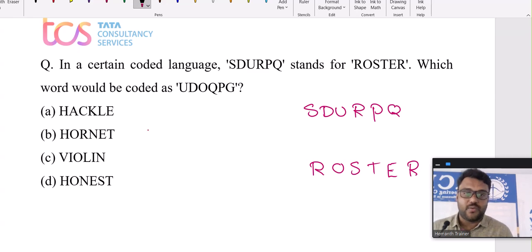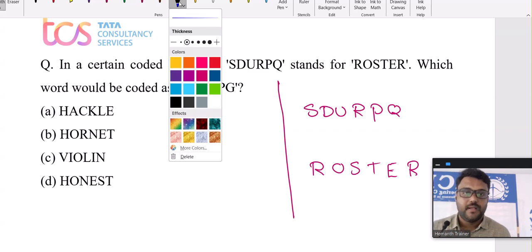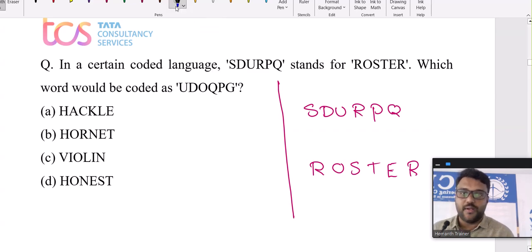SDURPQ stands for roster, then UDOQP stands for what? So you have to understand the logic here, then apply it. What logic here? Coding and decoding, this is a letter coding question. Plus 1, minus 1, plus 1, minus 1 only, but back to front. Q's next letter is what?